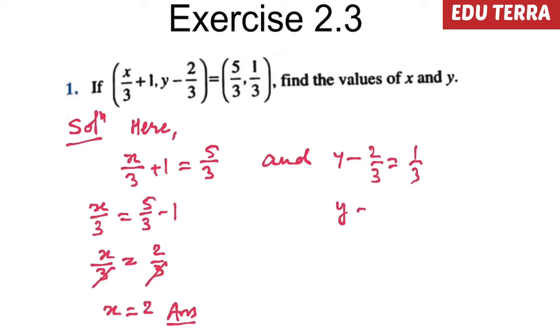Y equals 1 by 3 plus 2 by 3. So y equals 3 by 3. So the final answer: x equals 2 and y equals 1. Now let's move on to question number 2.